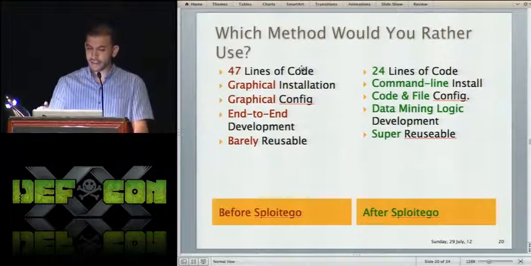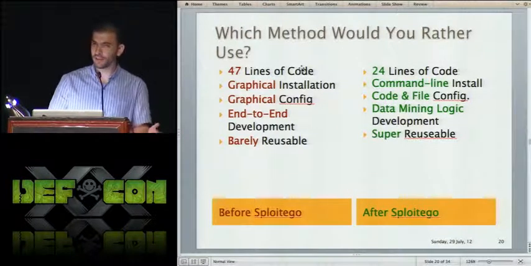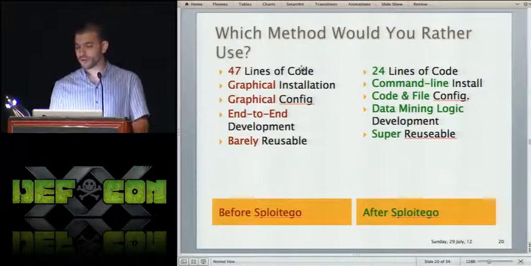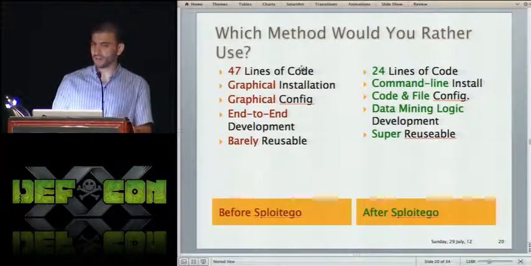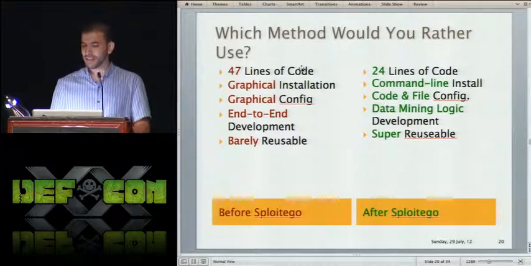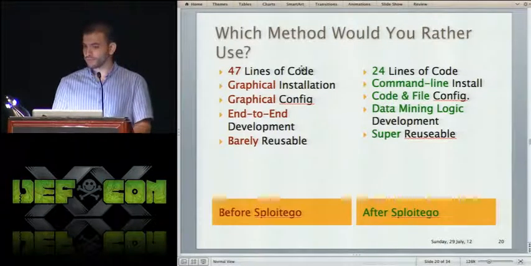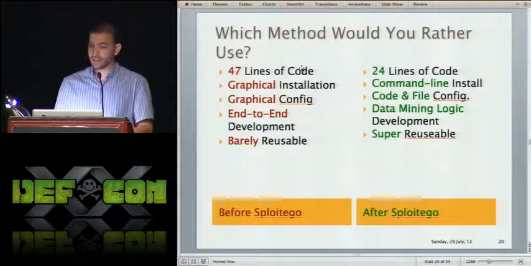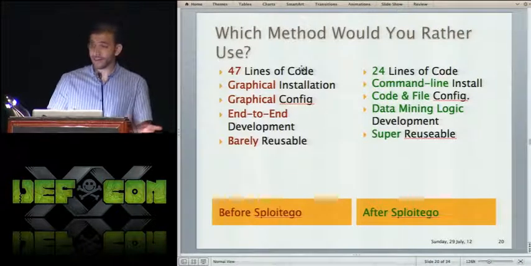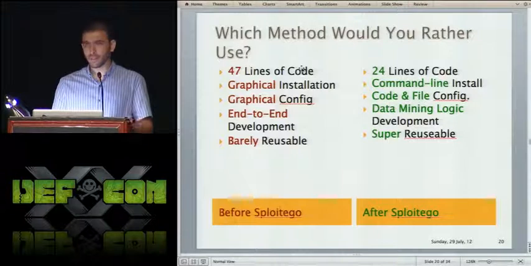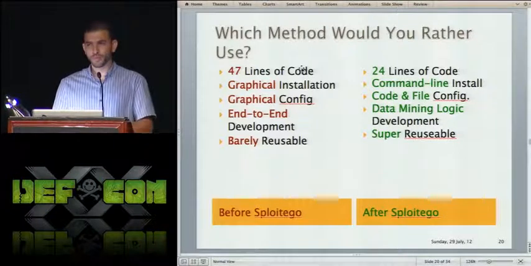So let's look at the head-to-head. Which method would you rather use? 47 lines of code versus 24, graphical versus command line. Config is graphical; in Sploitego, the config is code and file-based. End-to-end development versus data mining logic. Barely reusable code versus super reusable. I don't know. I'd rather go with the right side.